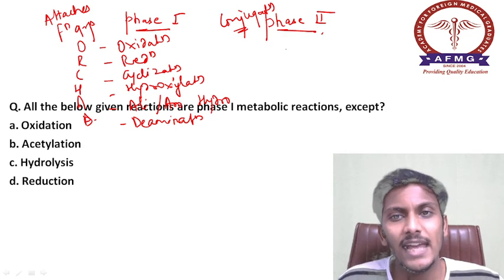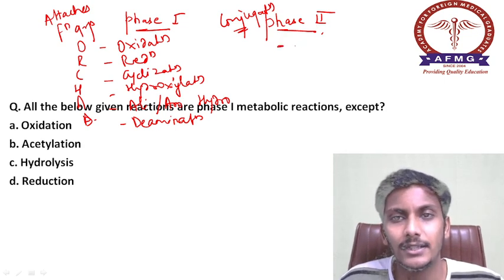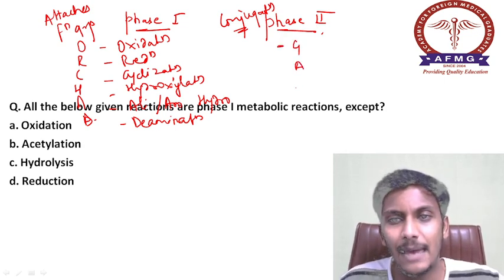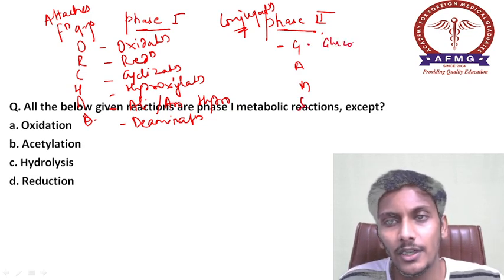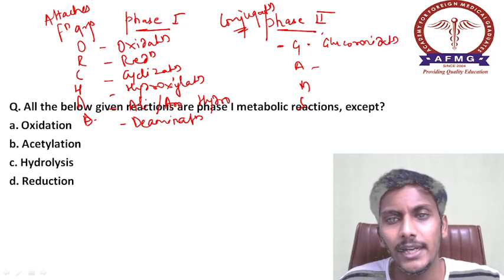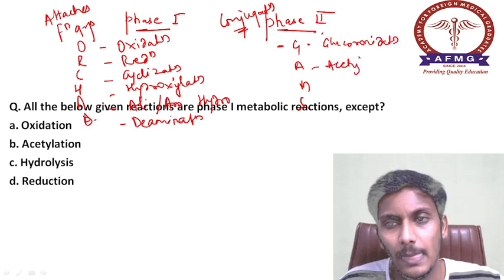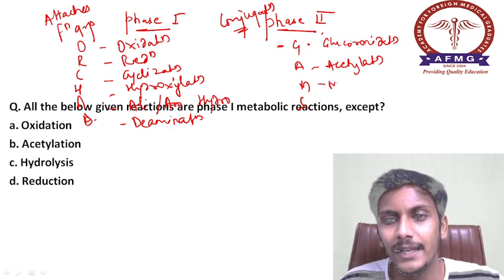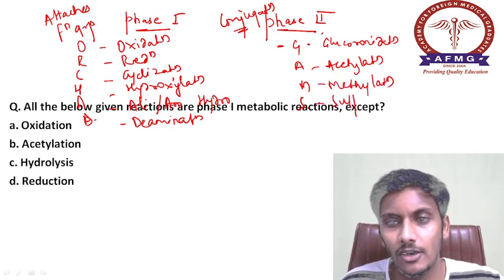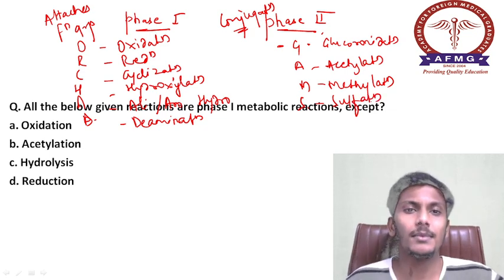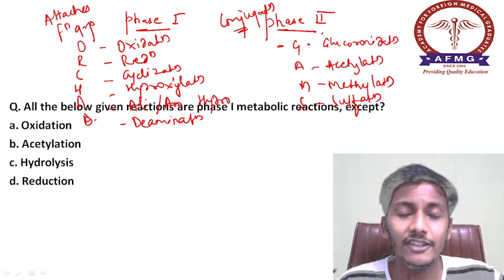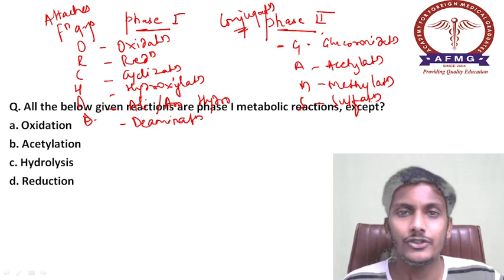Whereas phase 2 reactions are important ones that we will remember. Those are known as GAMS. The mnemonic is GAMS. G goes for glucuronidation, A goes for acetylation, M goes for methylation, and S goes for sulfation, adding of sulfur group. So please remember, in phase 1 reactions we were attaching the functional group, in phase 2 reactions we are conjugating.